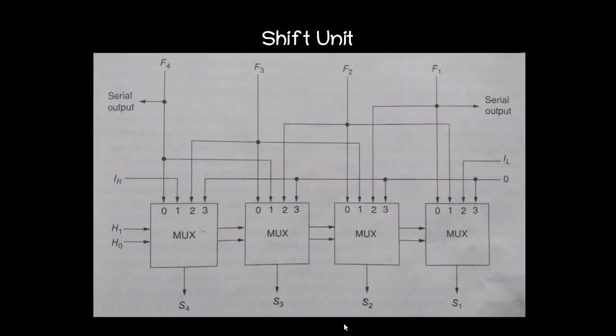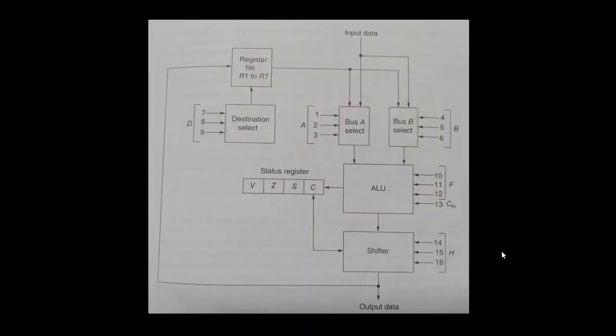Then next we have to consider the H field. H field corresponds to our shift select lines. We have already discussed a shifter in our previous class, but in that case there were only two select lines, H1 and H0, but here there are three select lines, so the number of operations supported will be more.